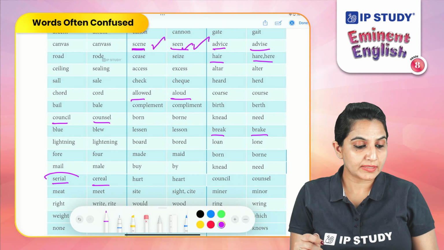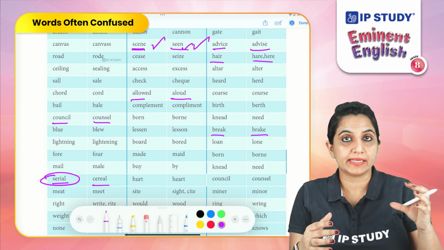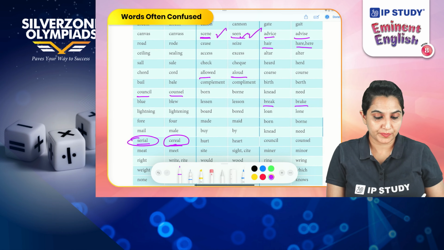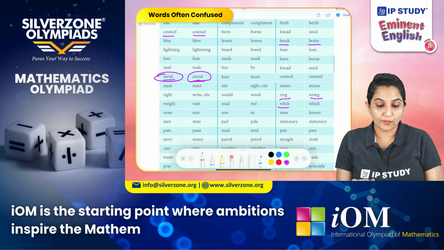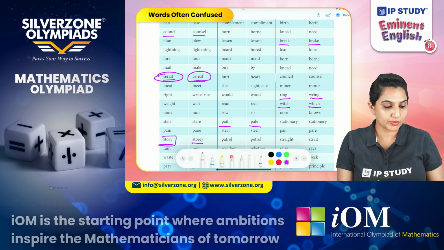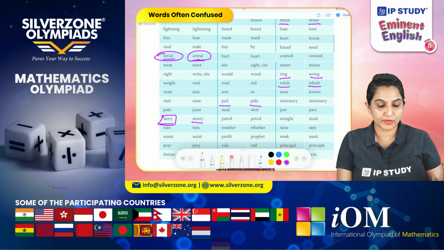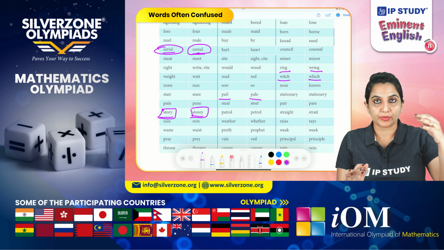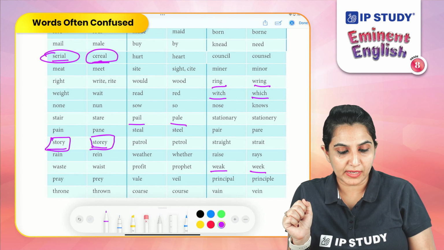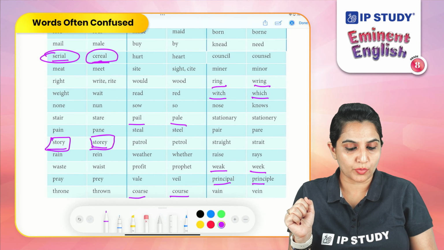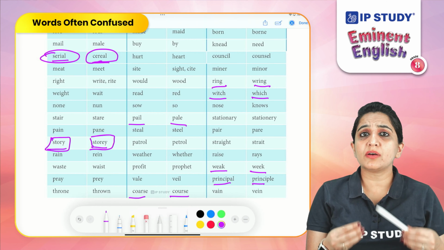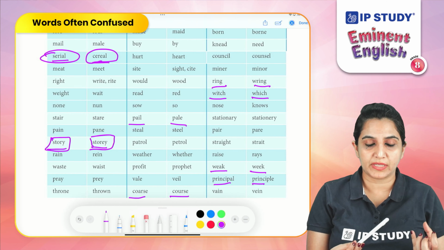Cereal, serial. This is a series of numbers, a serial. This cereal is a food, right? We eat it. Ring. Which. Pale. Story. This is a story, a life story, an autobiography or something. This is a storey like a multi-storey building, floors, when you have floors in the building. Week. Principle. Course, and so many. So all of these words, they have different meanings, but they sound so similar that we often confuse them in sentences.